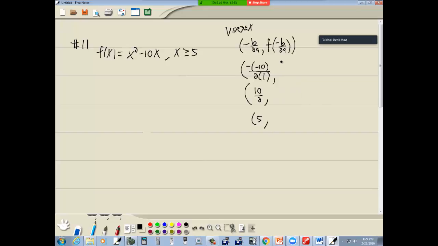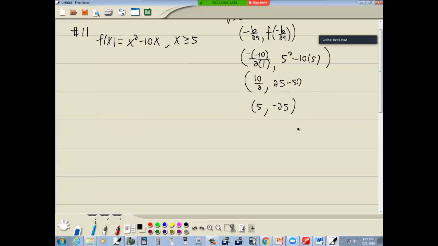Now to plug 5 in, we'd plug 5 into our original function, and I'll go ahead and actually put it in here. So we'd have 5 squared minus 10 times 5, which is 25 minus 50, which gives us negative 25. Okay.